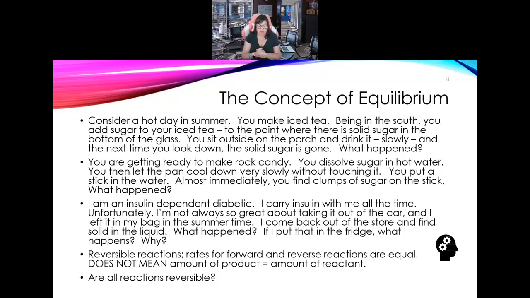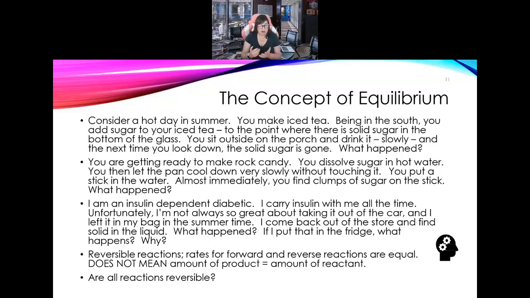Okay. So we've talked about that. So you're getting ready to make rock candy. You dissolve sugar in hot water. You then let the pan cool down very slowly without touching it. You put a stick in the water. Almost immediately, you find clumps of sugar on the stick. What happened?